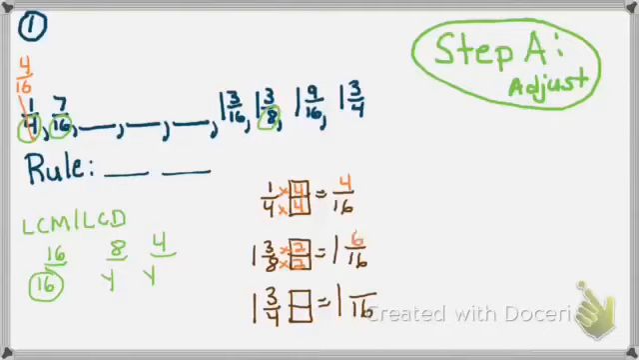3 times 2 equals 6. So I'll go up into my problem and cross up my original 1 3/8, and above it I'll write my new mixed number, which is 1 6/16.